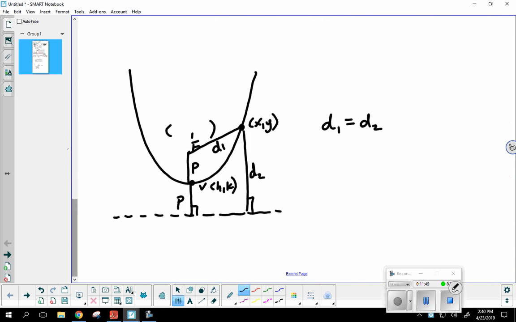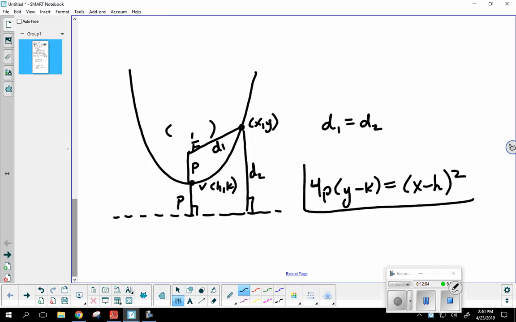Okay, you can do this. I believe in you. I know that you can do this. You ultimately should end up with this. Okay, 4p times y minus k is equal to x minus h squared. That should be the final statement of your proof. Okay, now even if you have trouble, work with somebody, get some help, but you have to turn something in. This is due before you leave today.